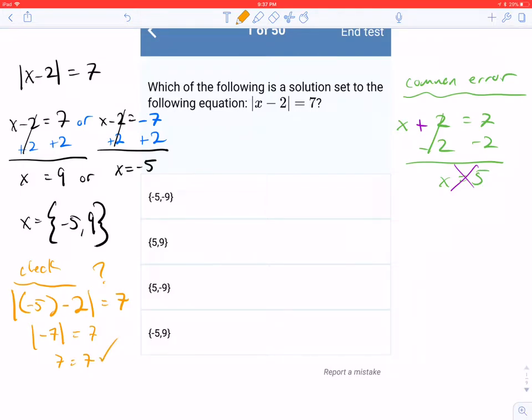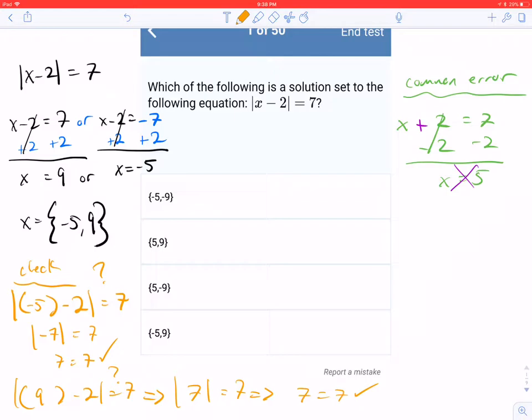Let's check when x is 9. So we have the absolute value of x minus 2 equal to 7, and x is 9 in this case. So 9 minus 2, absolute value of 7. Is that equal to 7? Yeah, 7 equals 7, because the absolute value of 7 is 7. Again, we're just talking about the positive distance away from 0. In other words, whenever you see absolute value, just take the positive of a real number.